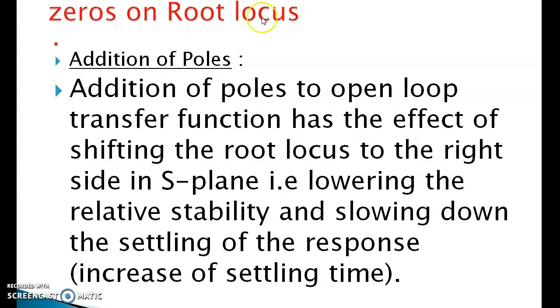An effect of addition of poles and zeros on the root locus. Addition of poles to the open loop transfer function has the effect of shifting the root locus to the right side in the S-plane, that is lowering the relative stability and slowing down the settling of the response, an increase of settling time.